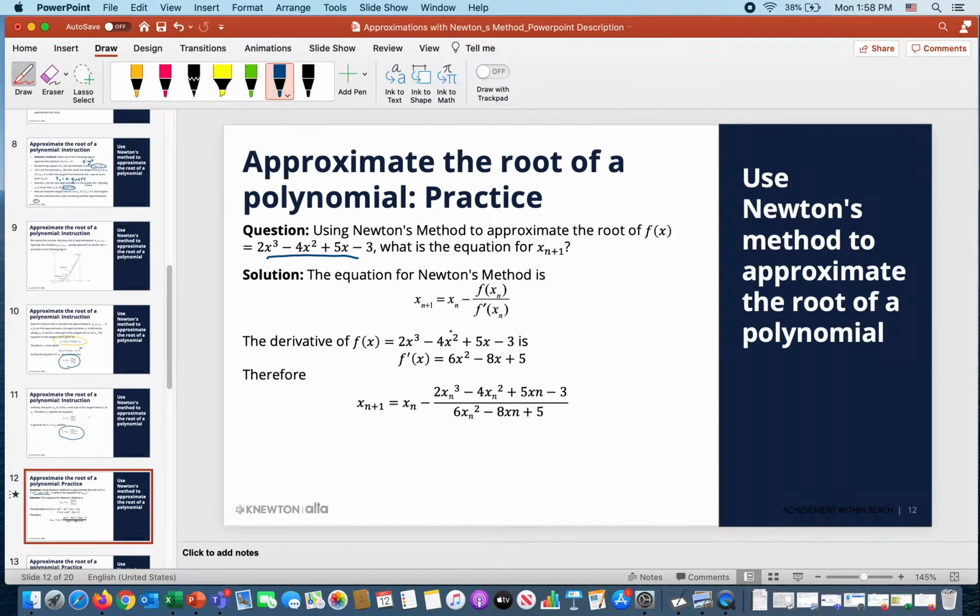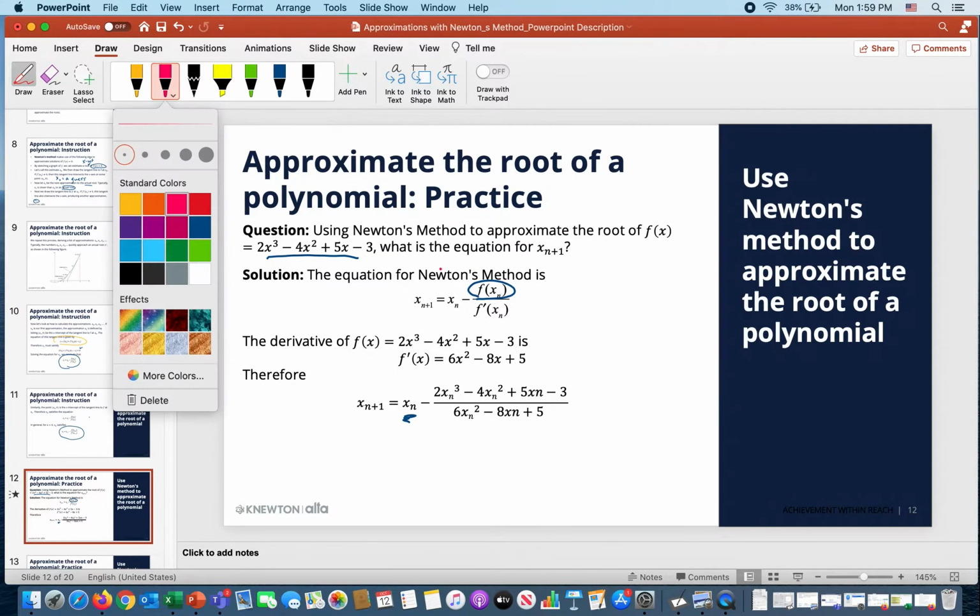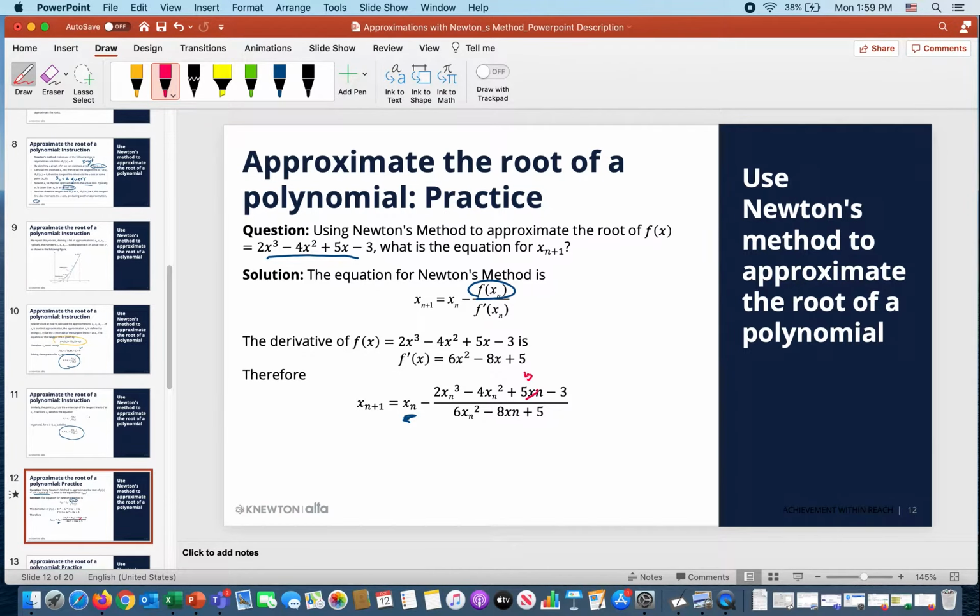There's one question here. We want to figure out what is the equation for x sub n plus 1. Well, we're going to take x sub n, and there's a typo or two here in this PowerPoint. I wanted to point this out. We're going to figure out what f of x sub n is equal to. So I'm going to replace all of these x's with x sub n. So I'll have 2x sub n to the third minus 4x sub n squared. And this is where one of the typos is. It should be 5x sub n. And the same thing here, it should be 8x sub n.